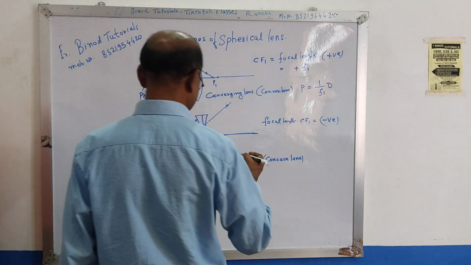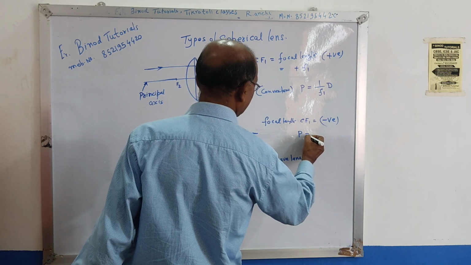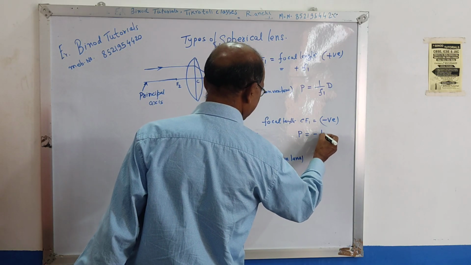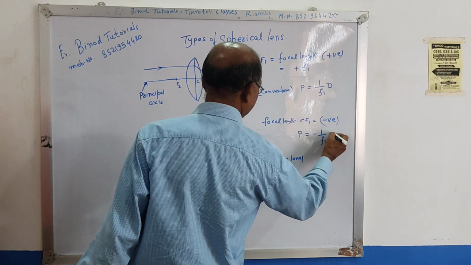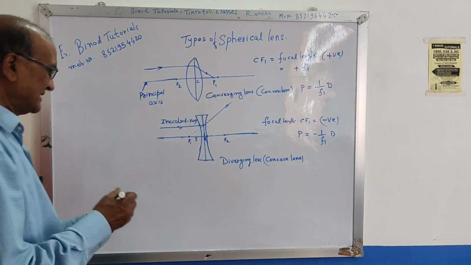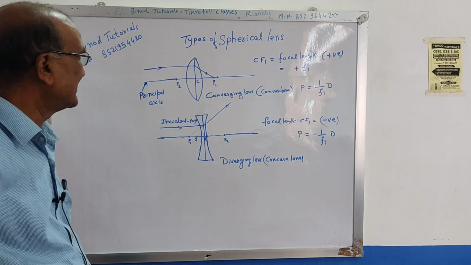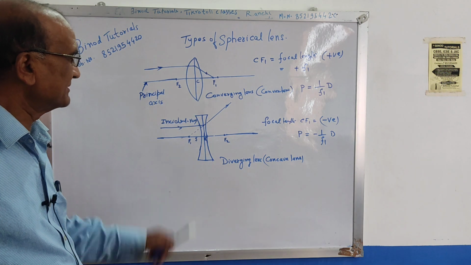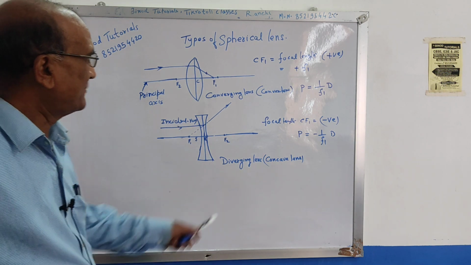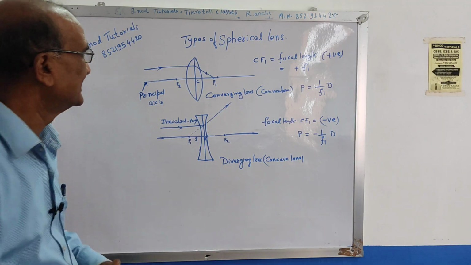For diverging lens, power will be equal to minus 1 by, say, F1 D. So for diverging lens, power will be negative, and for the converging lens power will be positive. The F1 here, the focal length must be measured in meter.